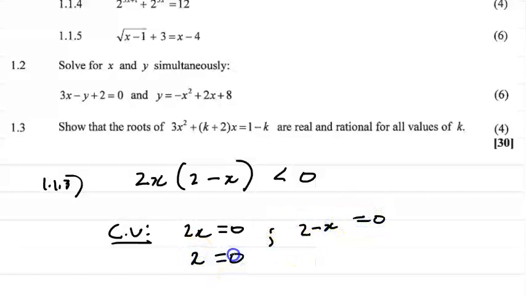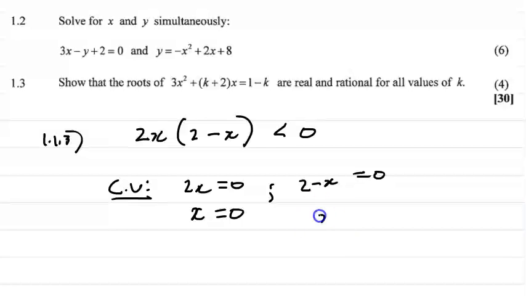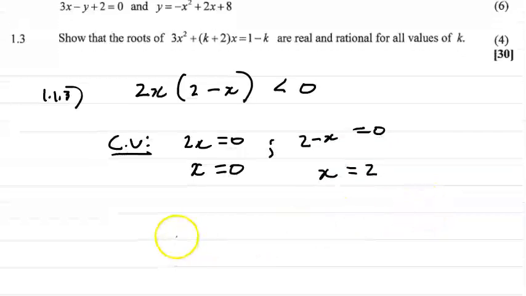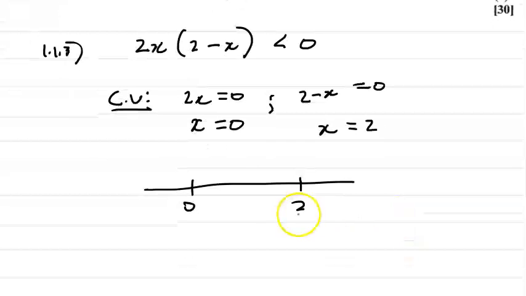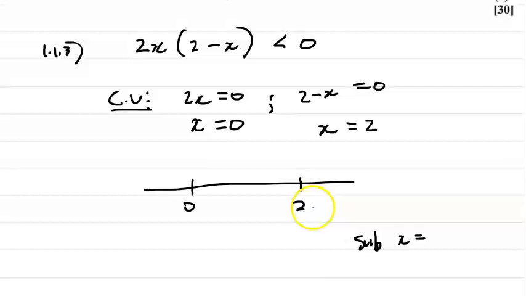So here we're going to get x equals 0. That's going to be one critical value. And then the other critical value is going to be x equals 2. I just take the minus x to the right hand side, x equals 2 there. So let's draw the line. 0, and then comes 2. Same process. What I'm going to do, substitute x equals 1 greater than my value on the extreme right, which is going to be x equals 3. So I want to substitute x equals 3.